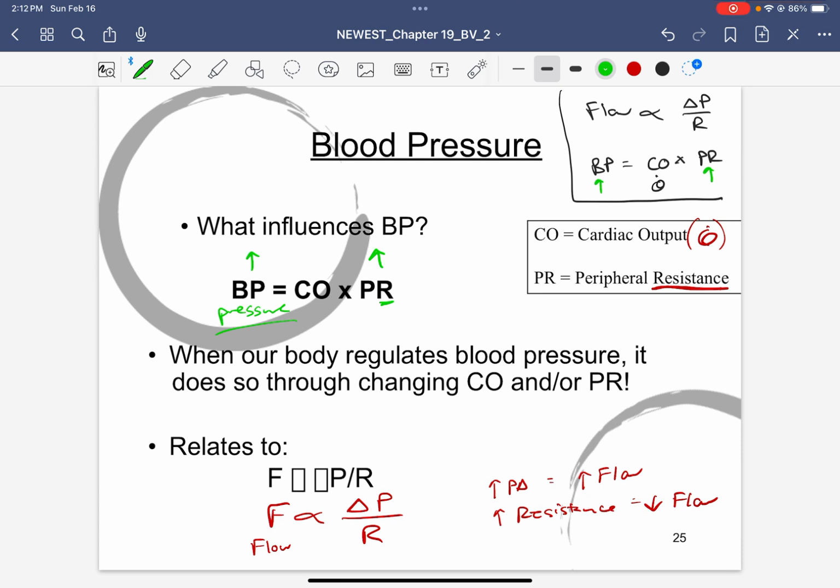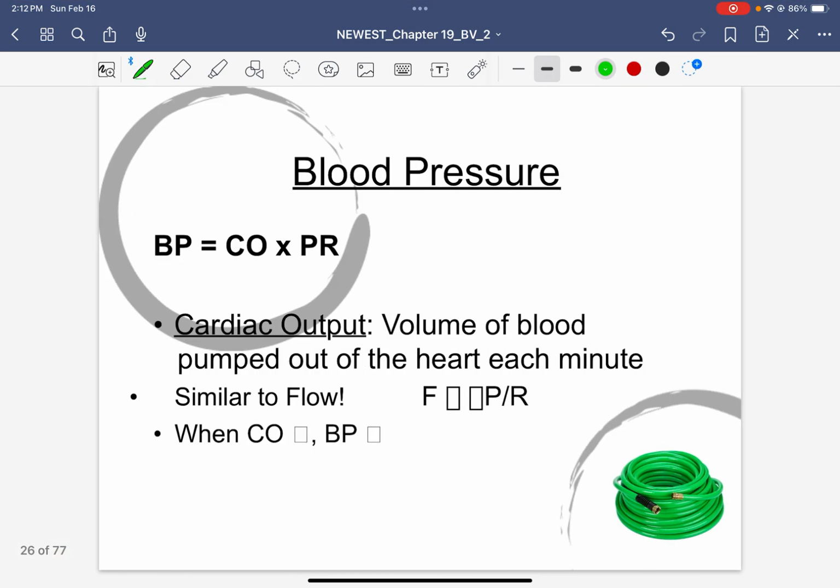So for pressure, the things on the right are directly related to blood pressure. If cardiac output goes down, blood pressure goes down. So whatever happens to things on the right, it's the same thing to blood pressure. If I lower resistance, pressure goes down. Okay? Let's talk a little bit more about this pressure.